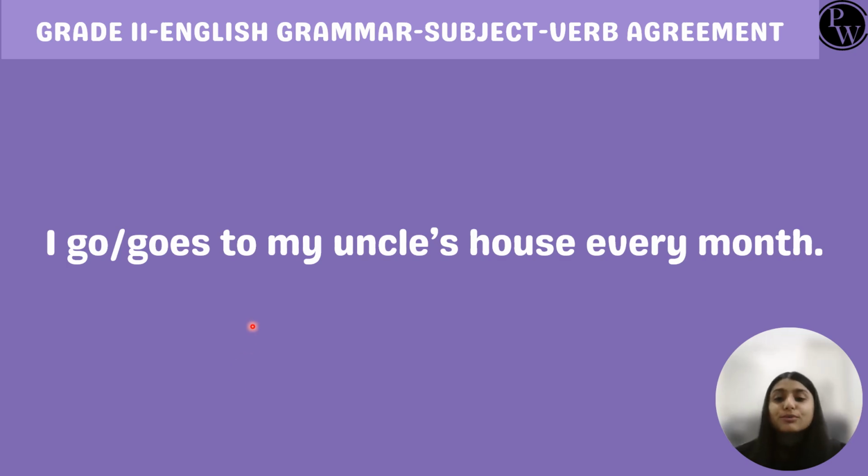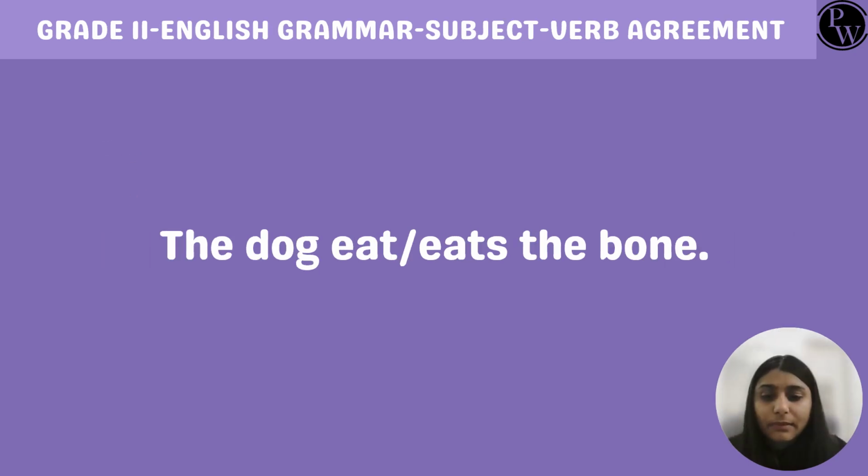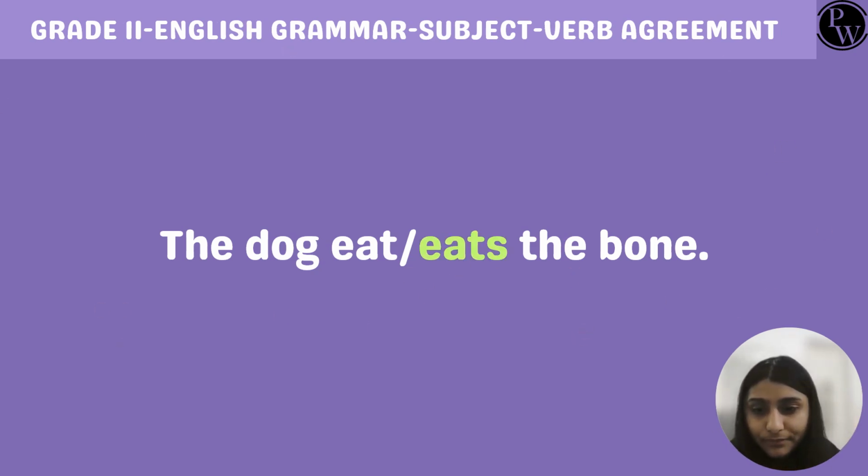Then I go or goes to my uncle's house every month. Okay, we just did this rule. Yes, I go to my uncle's house every month is the correct answer. Here, the verb go agrees with our subject I. Okay? Next we have the dog eat or eats the bone. Okay, choose the correct verb here. Yes, eats is the right answer. The dog eats the bone. We'll add an s or es to the verb because the dog is a singular subject. Okay?